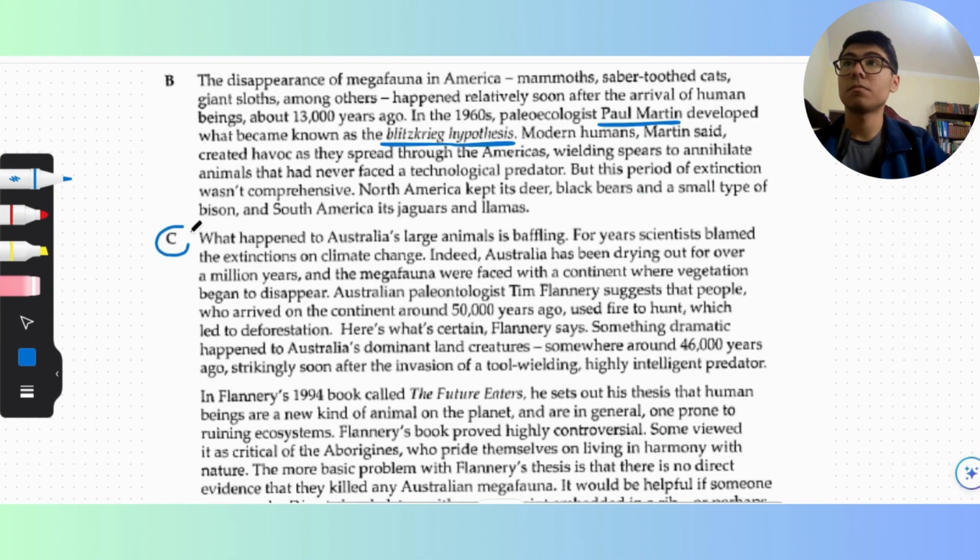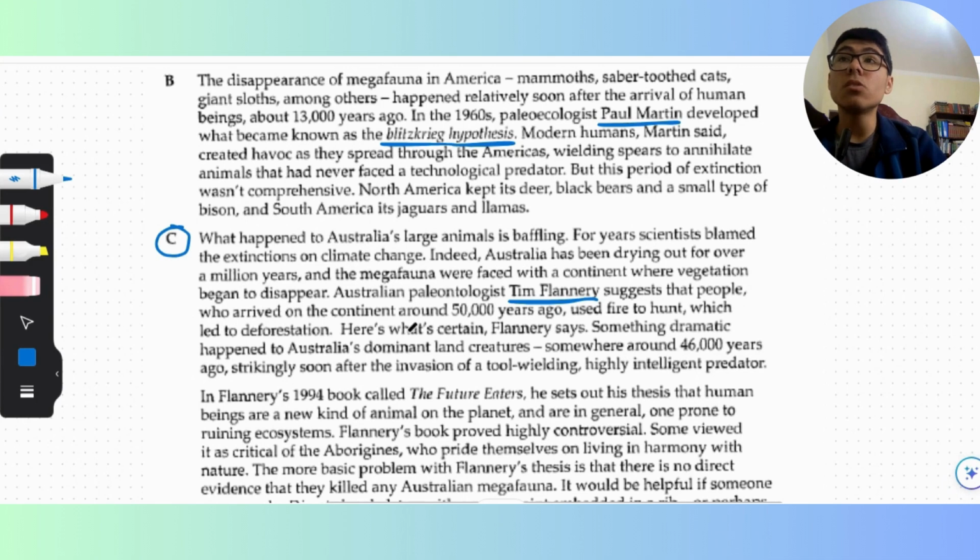Paragraph C. What happened to Australia's large animals is baffling. For years, scientists blamed the extinctions on climate change. Indeed, Australia has been drying out for over a million years, and the megafauna were faced with a continent where vegetation began to disappear. Australian paleontologist Tim Flannery, so now they started talking about Tim Flannery, suggests that people who arrived on the continent around 50,000 years ago used fire to hunt, which led to deforestation.